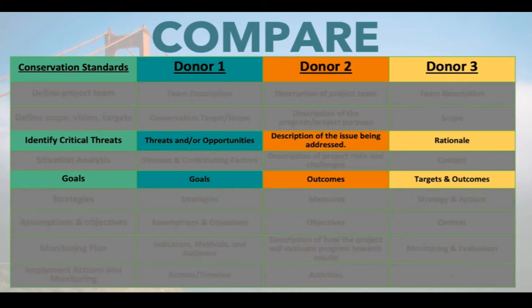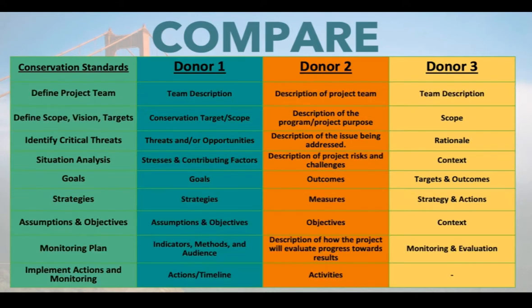For example, what you call your identified critical threats is what one donor may call the description of the issue being addressed, while another may call it the rationale. Similarly, your goals might be someone else's outcomes or targets, which by conservation standards definition is something completely different. So be willing to be flexible with language. It is best to approach the donor in their own language and demonstrate that your proposed work is less about sticking to terms and more about pursuing positive, measurable impact in the field.